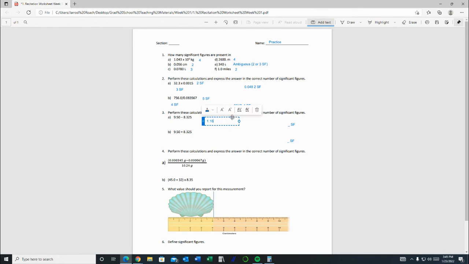And now we can figure out how many sig figs our answer has. Our answer has a total of 3 sig figs.